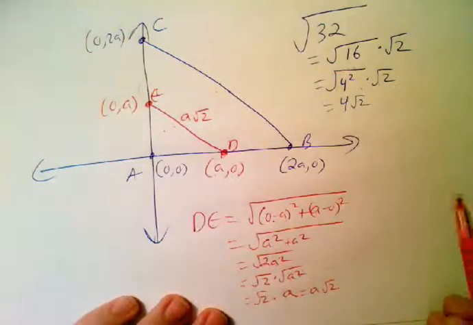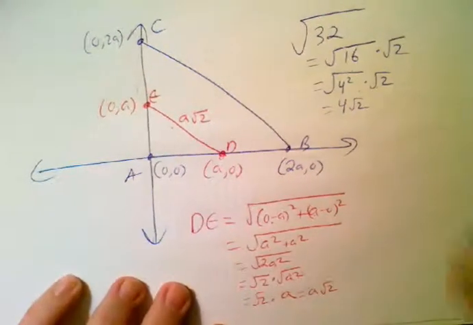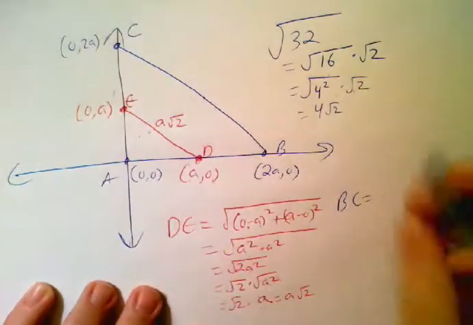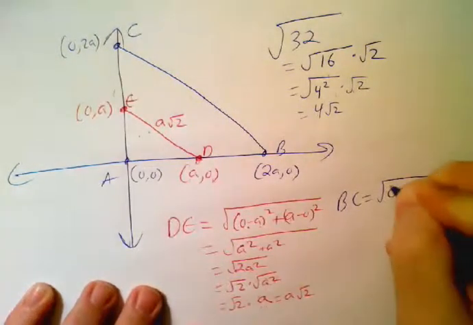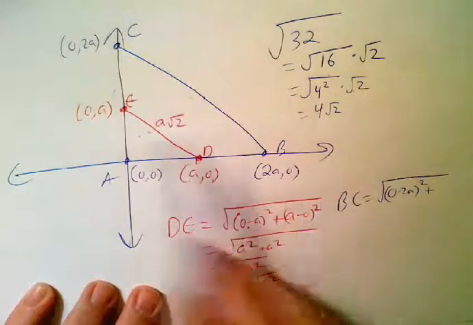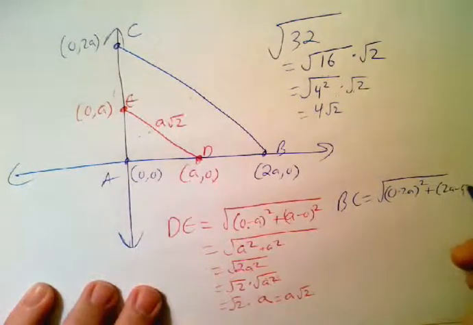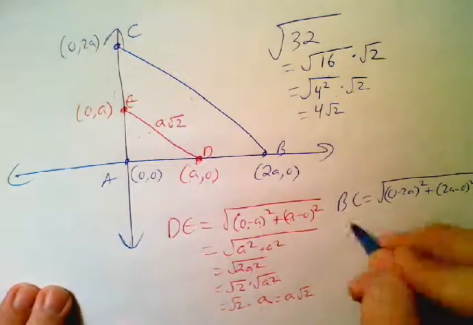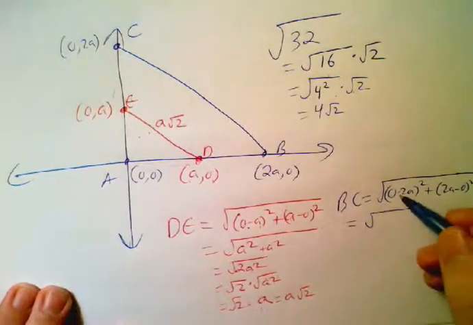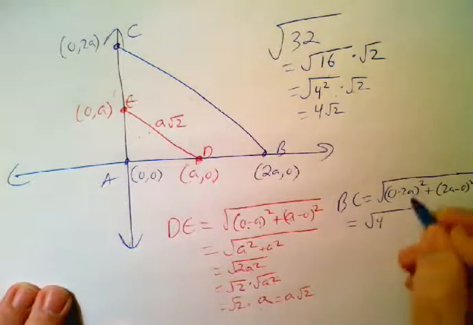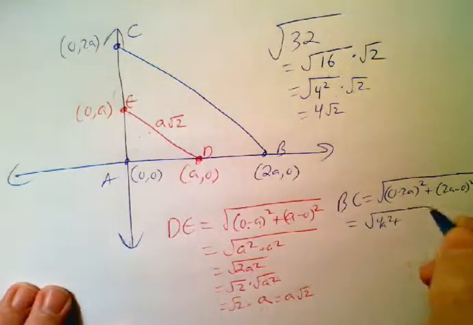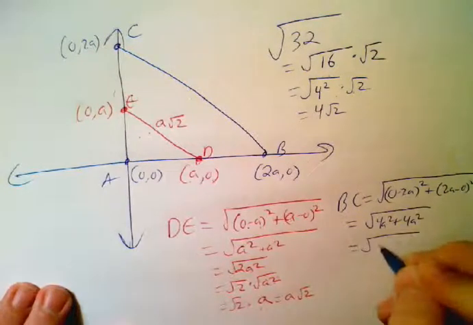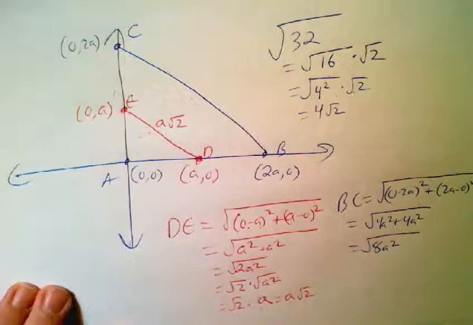Alright, now let's do it for BC. Let's see if this even makes sense with the context of this problem. So BC is going to be 0 minus 2a squared plus 2a minus 0 squared. Negative times negative is positive. 2 squared is 4, a squared is a squared, plus, again, same thing. 2 squared is 4, a squared is a squared. And look what we've got here. This time we've got 8a squared.